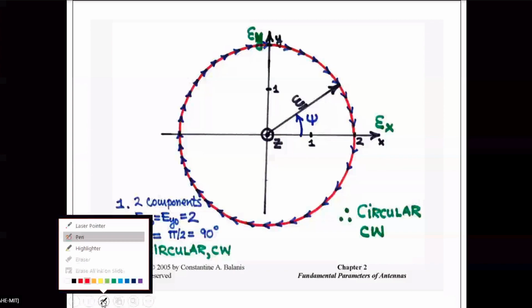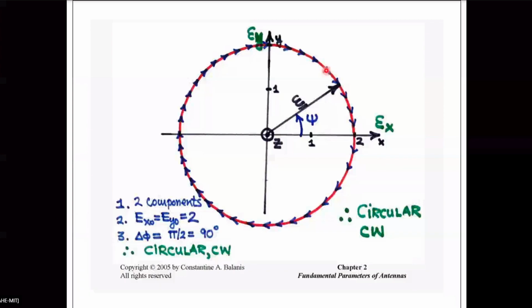The tip of the electric field moves in this direction. When does this happen? When the X component and the Y component magnitudes are equal, and the phase difference between the X component and Y component is 90 degrees. If Ex naught is not equal to Ey naught, then you get elliptical polarization. I am not going into much detail of this because it's not required for you. I hope you have understood what polarization basically is.